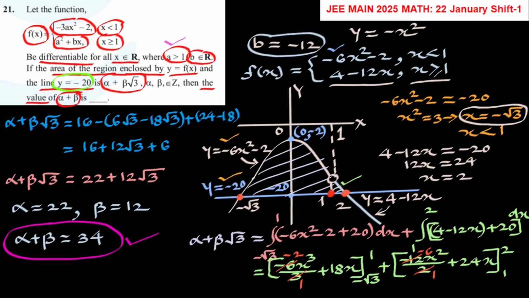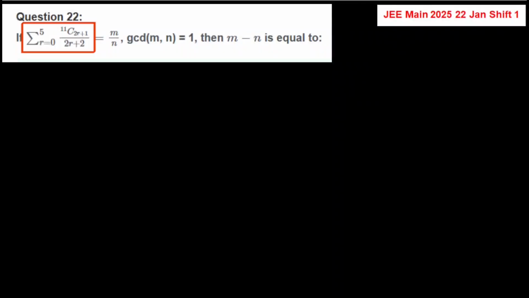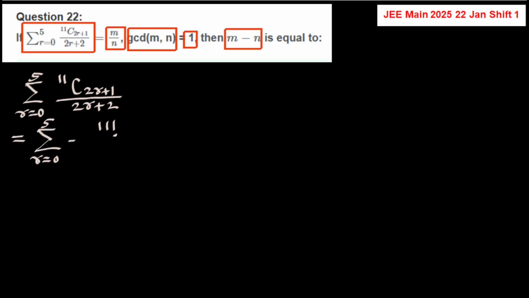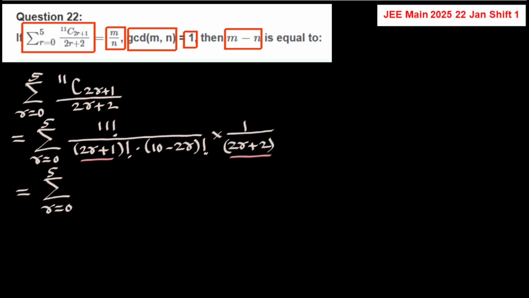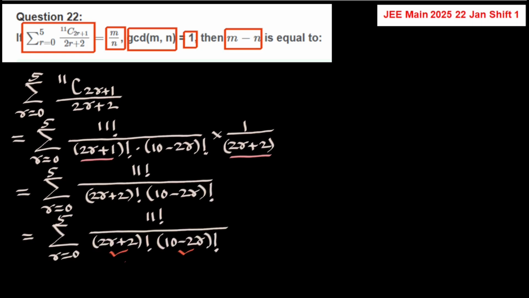Final answer. Here, this summation is given to be m upon n, where GCD of m and n is 1, and we have to find m minus n. We have this, we write as 11 factorial upon (2r plus 1) factorial into (10 minus 2r) factorial into 1 upon (2r plus 2). These two things can be combined and written as (2r plus 2) factorial into (10 minus 2r) factorial. In the numerator, 11 factorial. If we add these two things, it will be 12. So multiplied by 12 divided by 12. 1 upon 12 summation.